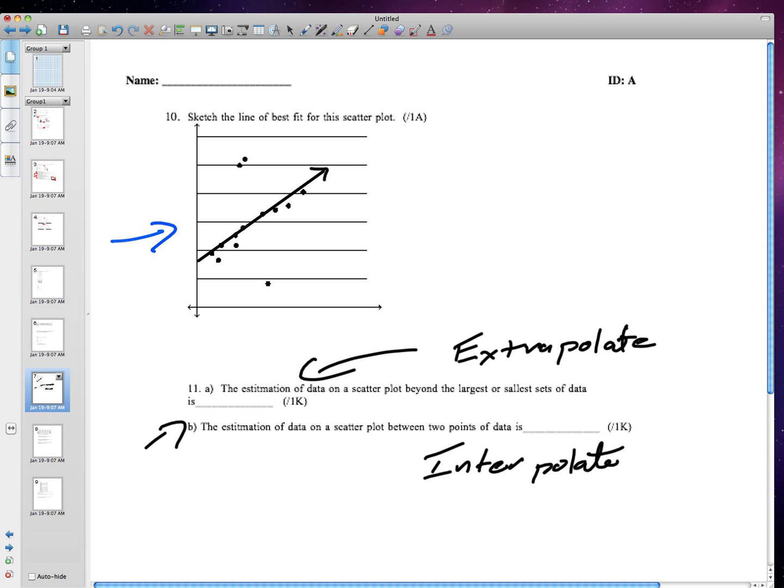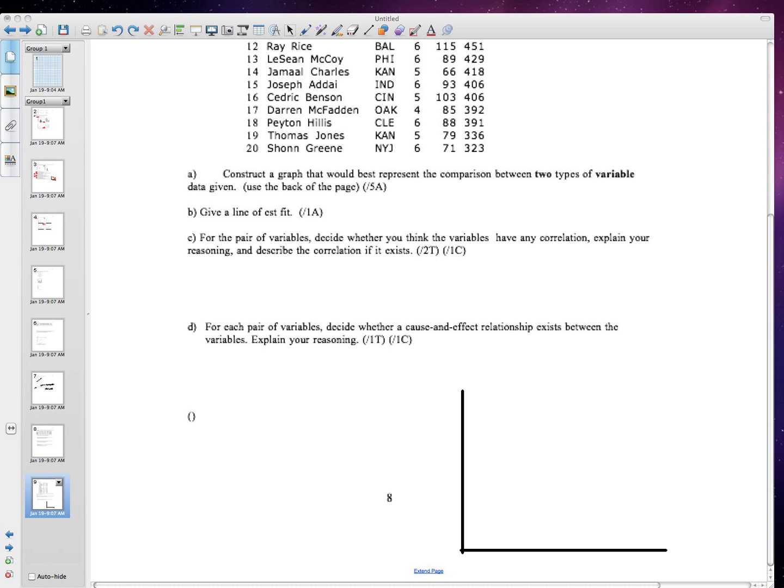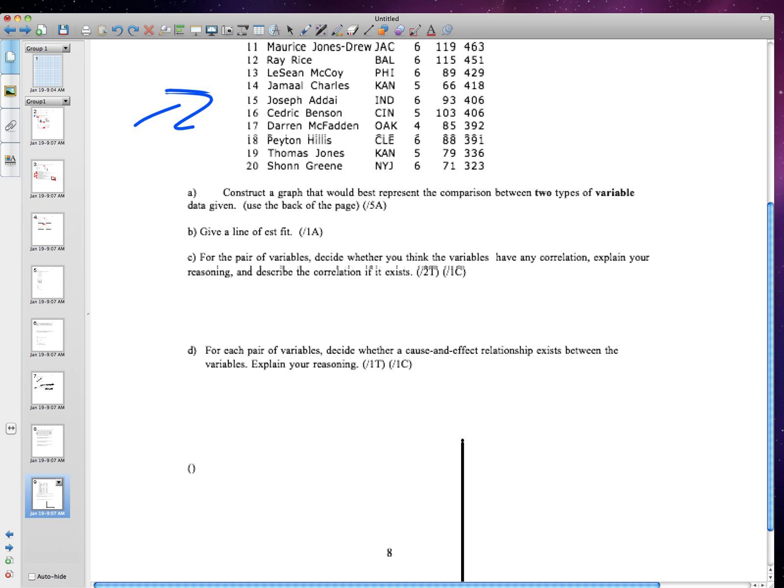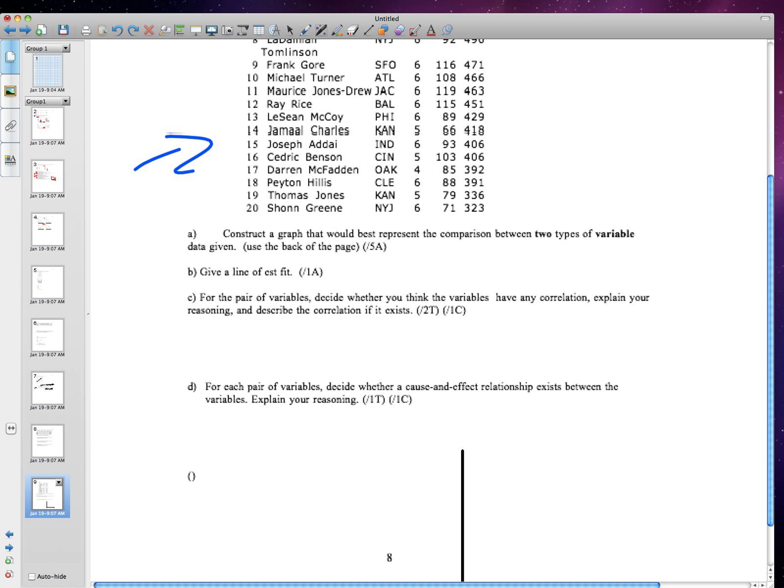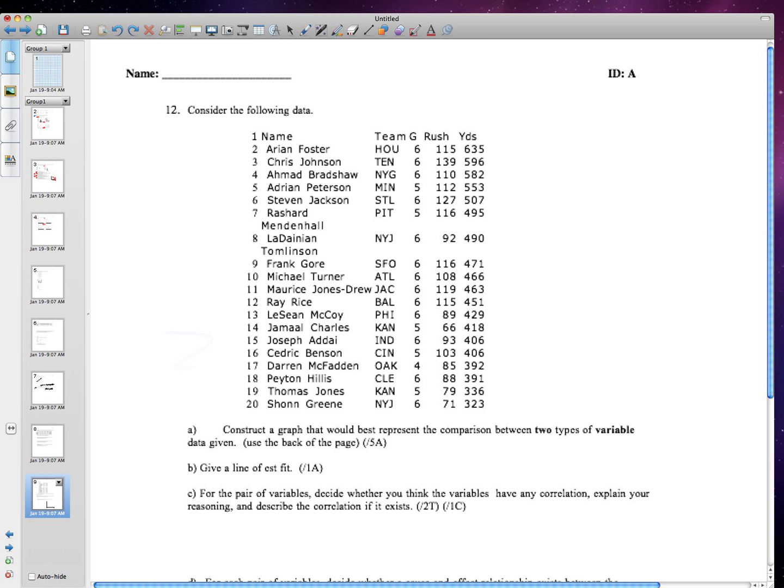Question number 10. This would be roughly your line of best fit. It may vary a little from here to there, but if you're close to that, I will give you the mark for it. Okay, your very last question says to consider the following data. So you were to look out of all of the data here. I'm going to scroll up just a little so you can see it all. This was a bunch of football data I pulled off of NFL.com. I gave you what looked like possibly 3 or 4 sets of data. You had to choose which would give you 2 variable data. You need to construct a graph that would best represent the comparison between 2 types of variable data given.